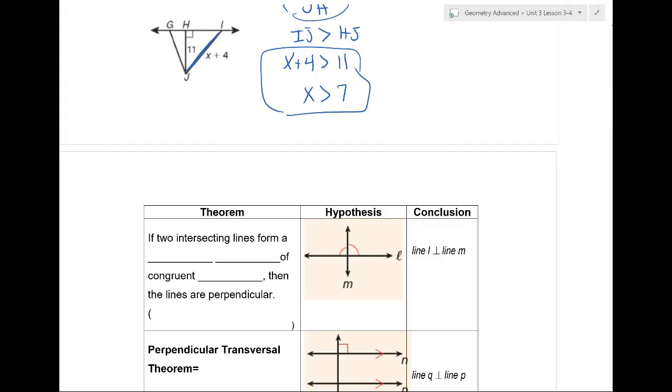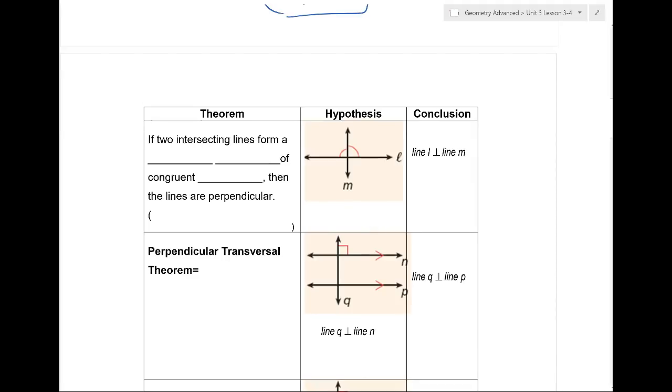All right, notice, do you see a name for this first one? No. Which means if you actually use it in a proof, what do you have to do? Write it out. I know. Oh, whine. Okay, anyway, let's go on with this one. It says, if 2 intersecting lines form a linear pair of congruent angles, then the lines are perpendicular.